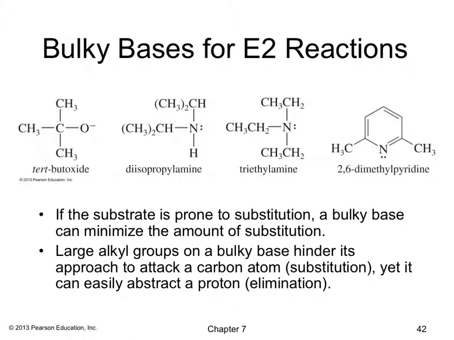For E2 reactions, bulky bases will actually favor E2. So here are great bulky bases: tert-butoxide, diisopropylamine, triethylamine, and 2,6-dimethylpyridine. If the substrate is prone to substitution, a bulky base can minimize the amount of substitution. Large alkyl groups on a bulky base hinder its approach to attack a carbon atom, which is substitution, yet it can easily abstract a proton, which is elimination.